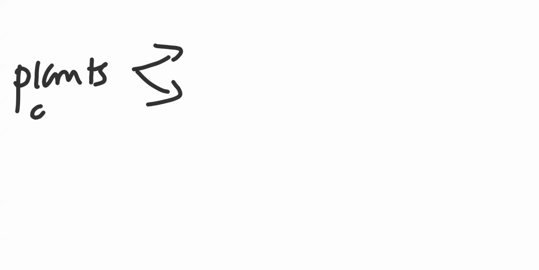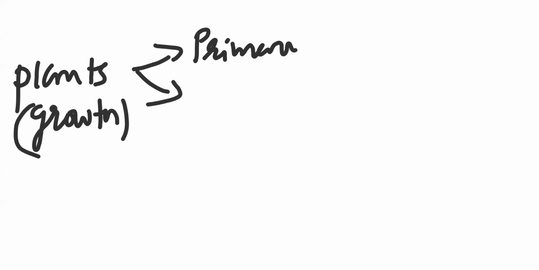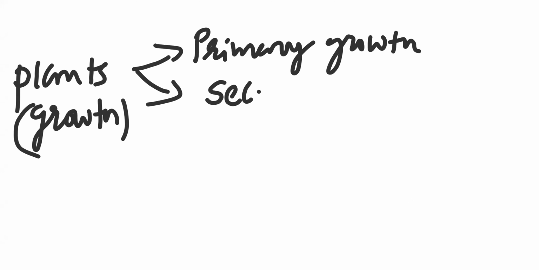So you need to understand a logical matter, which I will revise once again, because that is very vital in understanding the meristematic tissue. It goes in this manner. Have a look. Number one, in plants, the growth can be categorized into two. It can be a primary growth, and the second is secondary growth.